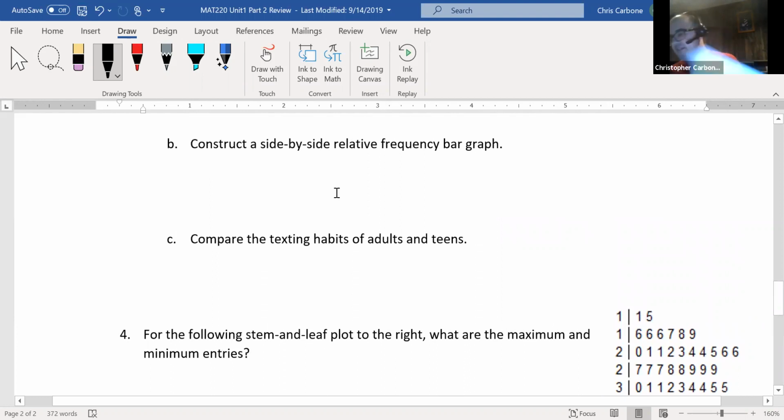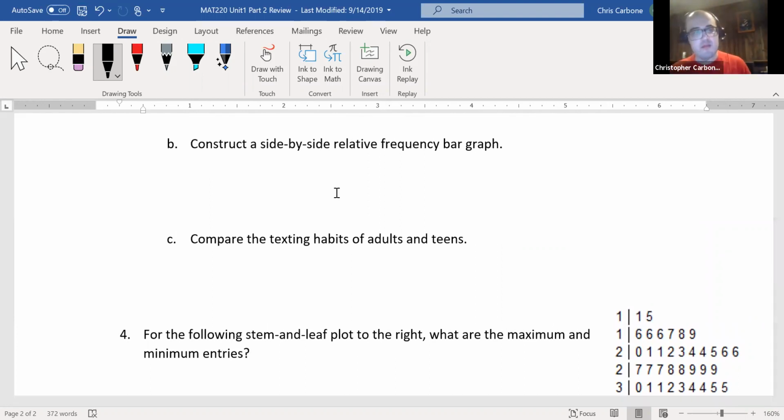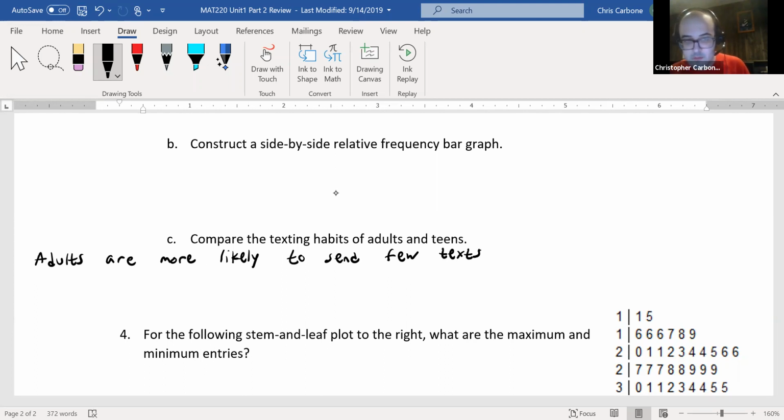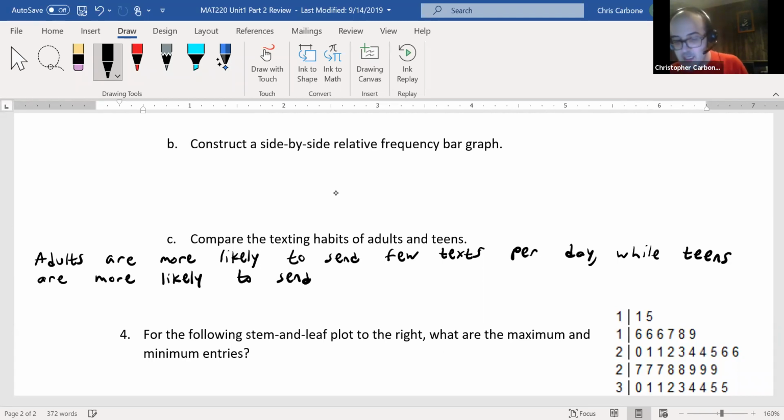So that is going to be that adults are more likely to send few texts per day, while teens are more likely to send many texts per day.